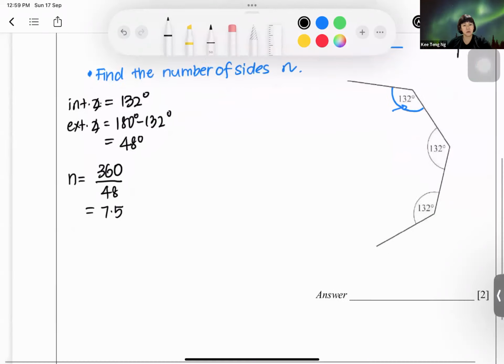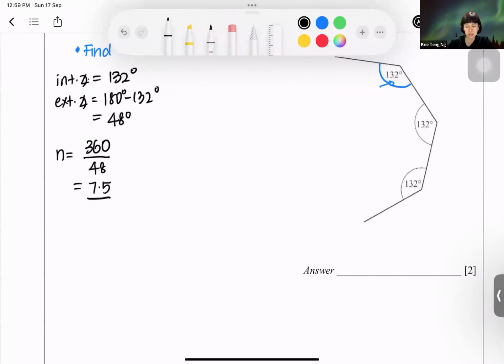So in this case, what do you notice? This number of sides, n over here, is it a whole number? Is it an integer? No, right? It's not a number that you count. So it's not a whole number and it's not an integer. So if that's the case, is it possible to form such a regular polygon with 7.5 sides, or rather with the interior angle 132? So the answer is no.